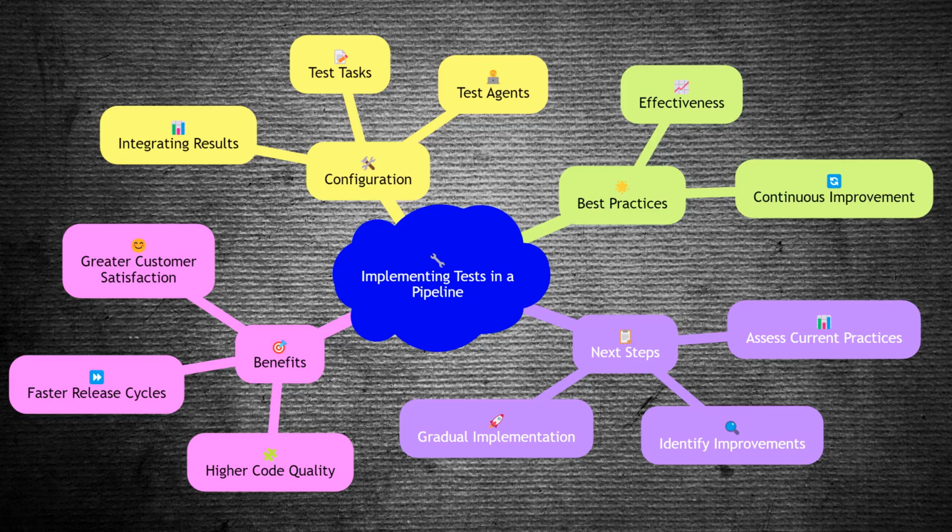Implementing tests in a pipeline is a critical aspect of ensuring software quality in a DevOps environment. By configuring test tasks, setting up test agents, and integrating test results, teams can achieve a robust and reliable testing process. Following best practices and continuously improving the testing process further enhances the effectiveness of the pipeline. As a next step, teams should start by assessing their current testing practices, identifying areas for improvement, and gradually implementing the strategies discussed in this presentation. With a well-implemented testing process, teams can achieve higher code quality, faster release cycles, and greater customer satisfaction.